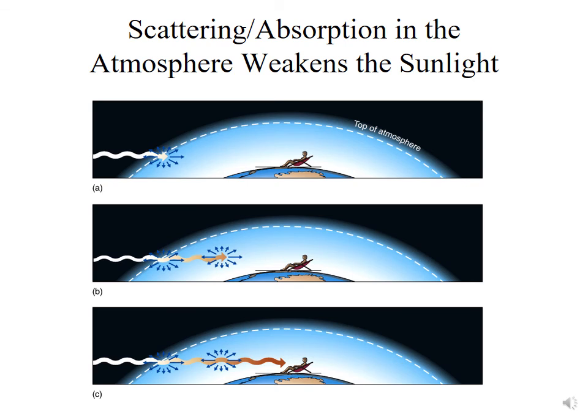So we're going to talk about scattering and absorption in the atmosphere. Early on in the day, say near sunrise, the sunlight is passing through a longer path length of atmosphere to get to a receptor at the Earth's surface. And so that gives it more opportunity for scattering and more opportunity for absorption, which means that ultimately less radiation actually makes it to the ground at that point.